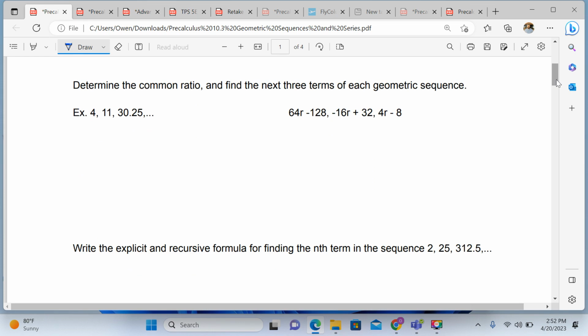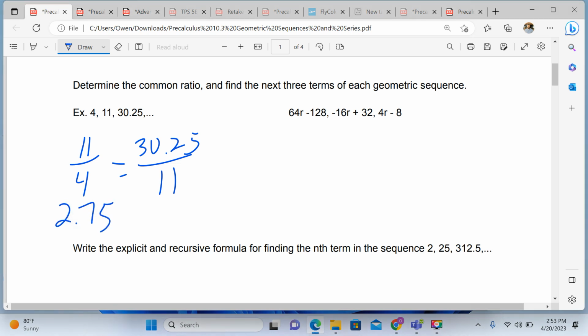How I like to do it is do a quick 11 over 4, 30.25 over 11. If they all equal each other, it's going to be a ratio. It's going to be whatever that is. And in this case, 2.75, apologies. So what will the next three terms be? We're going to keep multiplying by 2.75 each time.